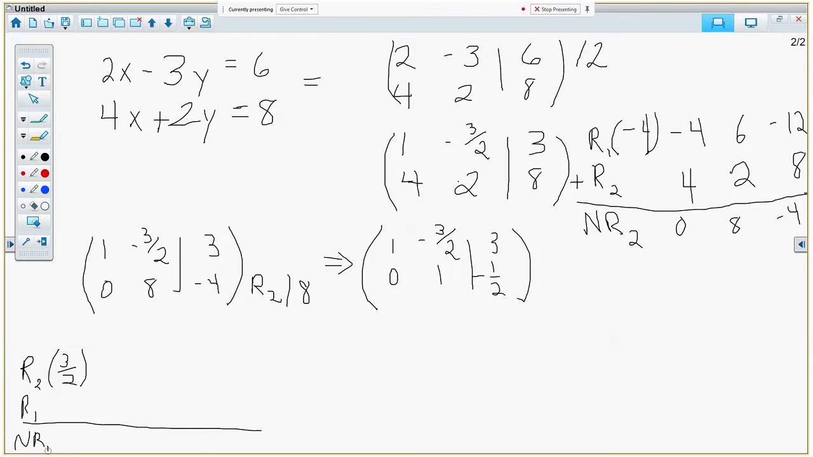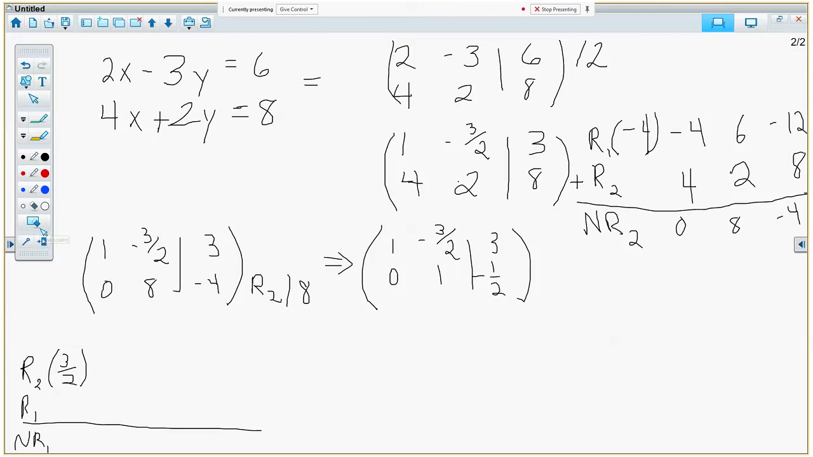You see a pattern? I do. Top left and the bottom right, you divide through by whatever number's there. And then you use those ones and you multiply by the inverse to get the other. What's the inverse of negative 3/2? 3/2. That's what you do every single time.